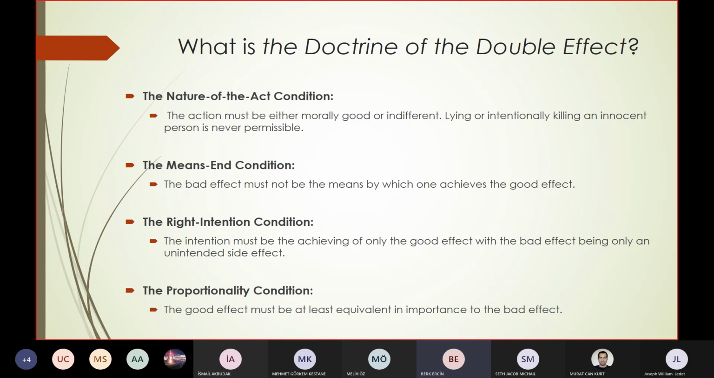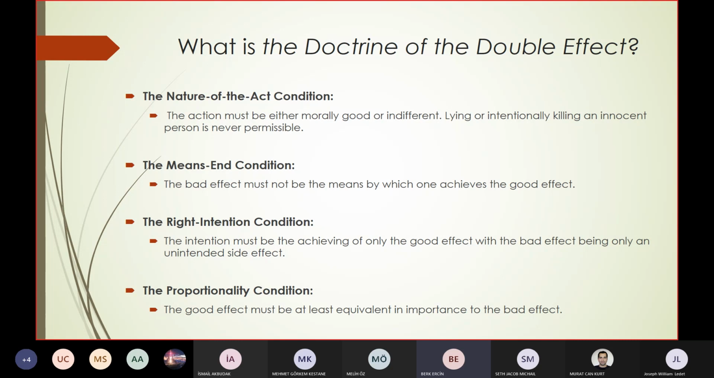The doctrine of the double effect is an algorithm for solving all moral disputes in which an act will have 2 effects, one good and the other bad. The doctrine says roughly that it is always wrong to do a bad act intentionally in order to bring about good consequences, but that it is sometimes permissible to do a good act despite knowing that it will cause bad consequences. This doctrine consists of 4 conditions, as we can see.